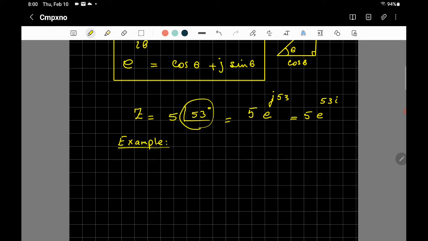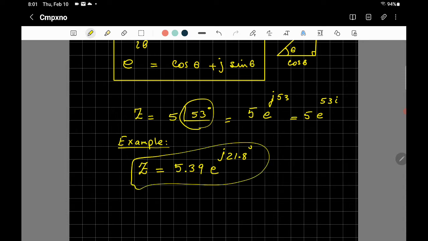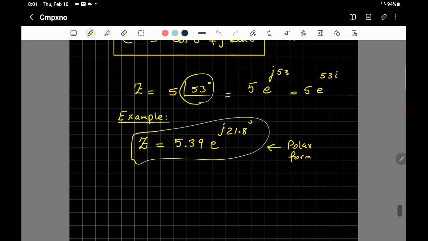Let's say that you have a complex number, and this complex number is expressed as 5.39 e to the power of j 21.8 degree. So what is that? That's a complex number expressed in polar form, and we used the Euler identity.